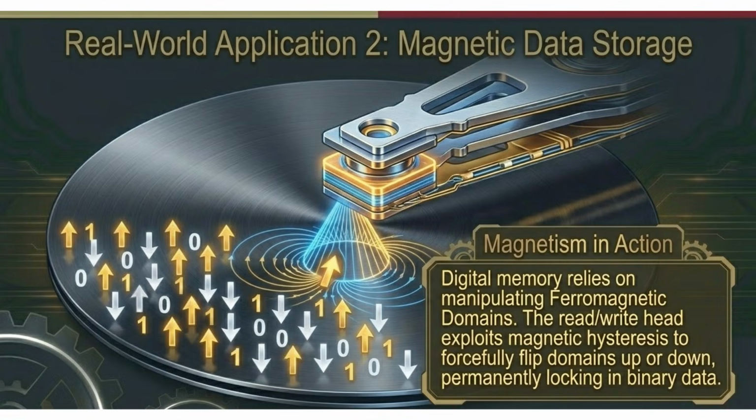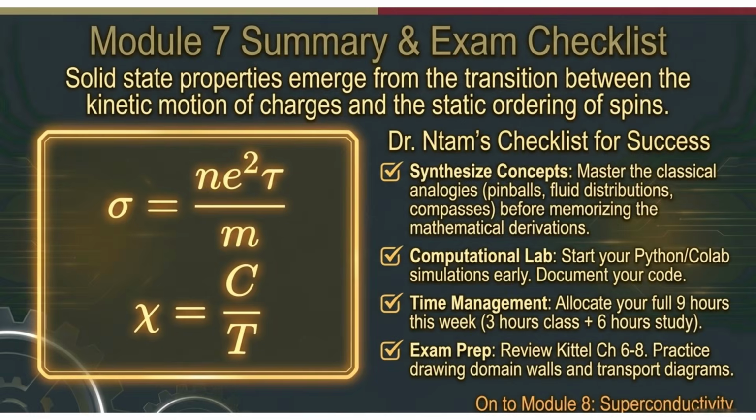The read-write head exploits magnetic hysteresis to flip ferromagnetic domains up or down, permanently locking in binary data represented by the ones and zeros. Solid-state properties emerge from the transition between the kinetic motion of charges and the static ordering of spins. Remember to synthesize concepts rather than just memorizing derivations before moving on to Module 8, Superconductivity.